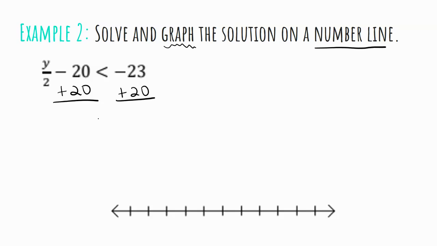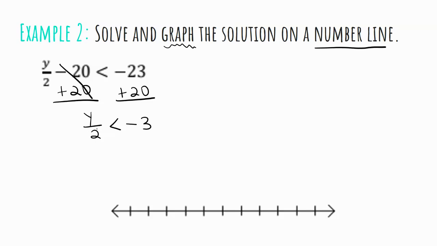So I'm going to add 20 to both sides. On the left, the negative 20 and the positive 20 will cancel. I'm going to have y divided by 2 is less than negative 23 plus 20. So I'm going to end up with negative 3 on the right-hand side. Now notice, again, I didn't flip the sign because I didn't multiply or divide by a negative number.